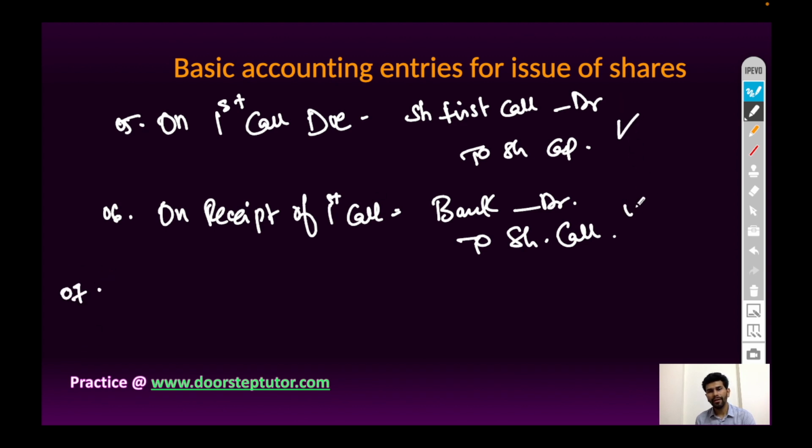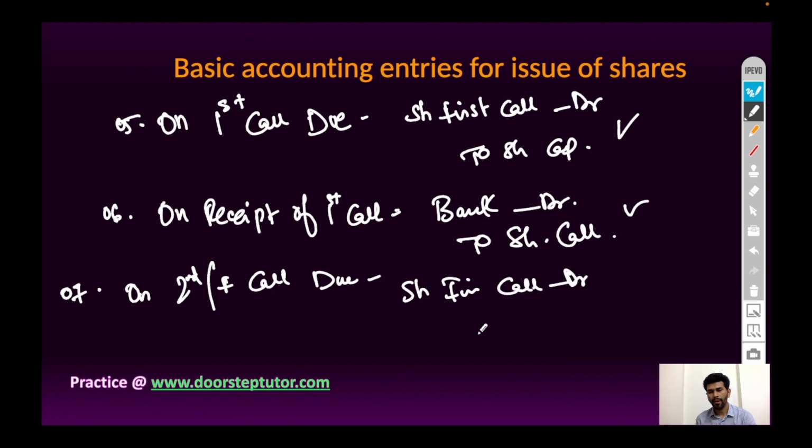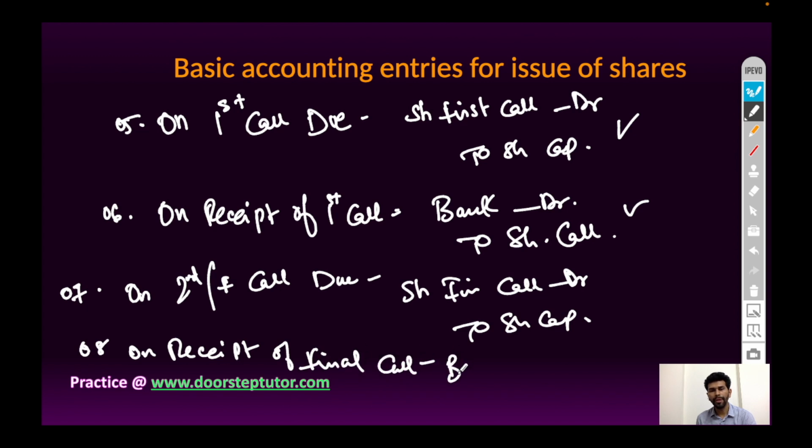All these entries are repeating, similar entries are passing, and on second or final call money due, the entry will be similar, share final call account debit to share capital account, and on receipt of final call, the entry will be bank account debit to share final call account. Remember, all these entries are getting repeated.